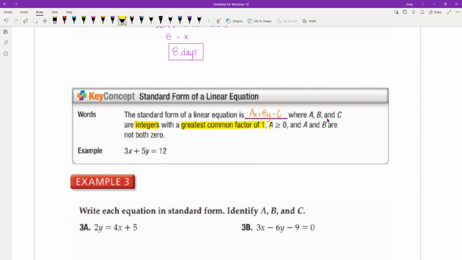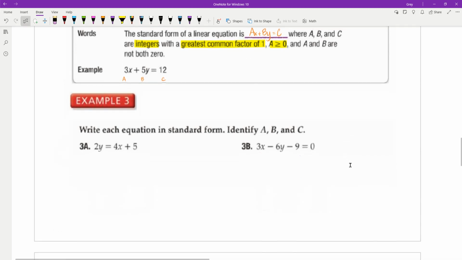A is always positive, so we usually write it ax plus by, not negative ax, and a and b cannot both be 0. So if you look at 3x plus 5y equals 12, to identify, your a is 3, b is 5, and c is 12. So c is all by itself on the other side of the equation. So write each equation in standard form, identify a, b, and c.